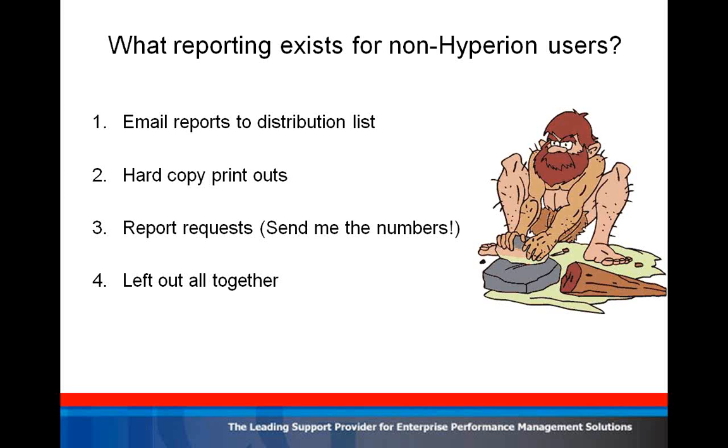So what reporting typically exists for your non-Hyperion users? They can get email reports based on a distribution list. You can print that out and deliver it to them at their desk. People can call you on the phone and ask for the numbers, or they just get left out altogether. So by using the Smart View VBA functions, you can hopefully get these reports in the hands of users that don't have Hyperion access.